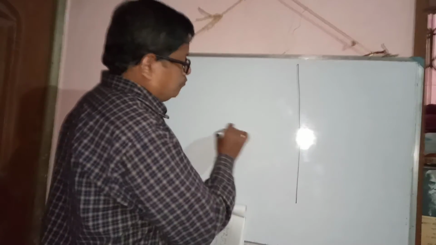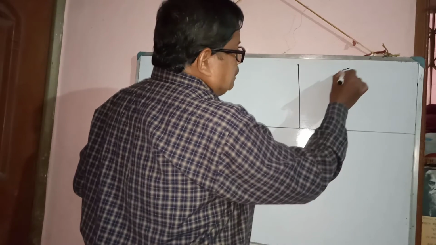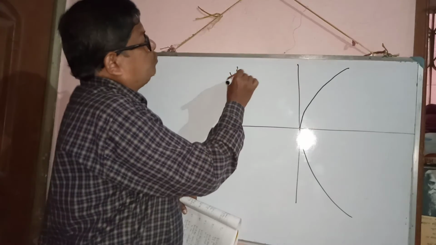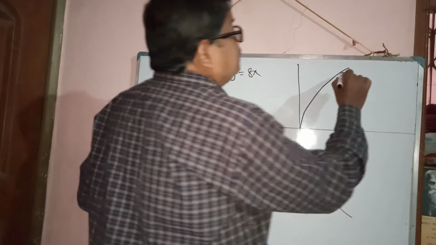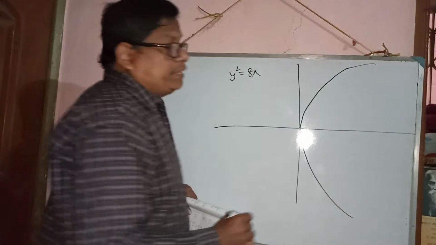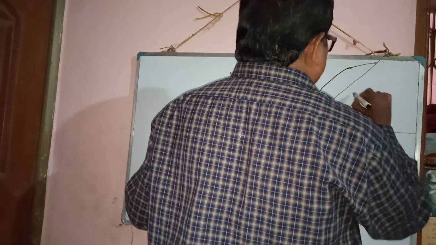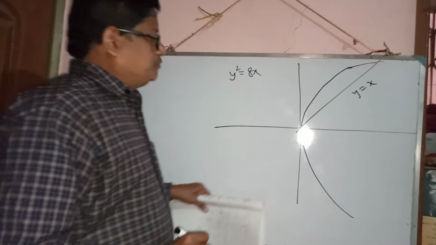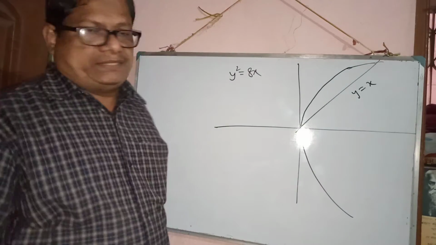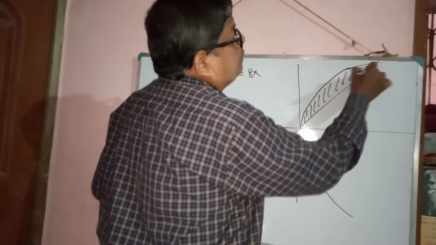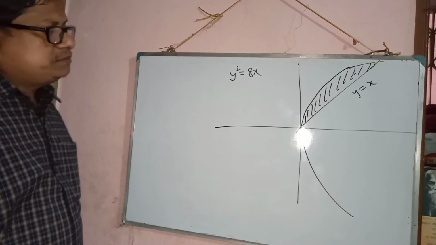Again, suppose y square equal to 8x is given, and y equal to x, above the positive direction of the x-axis. The line y equal to x is given and the curve y square equal to 8x. Find the area on the positive side of the x-axis, this part.